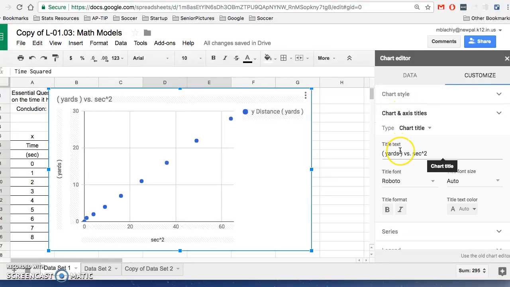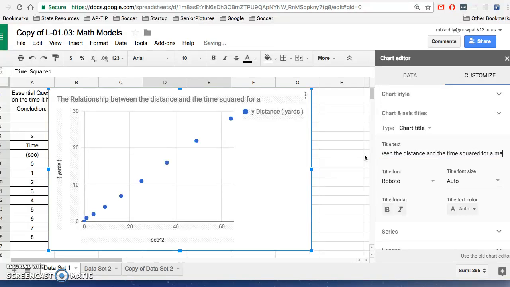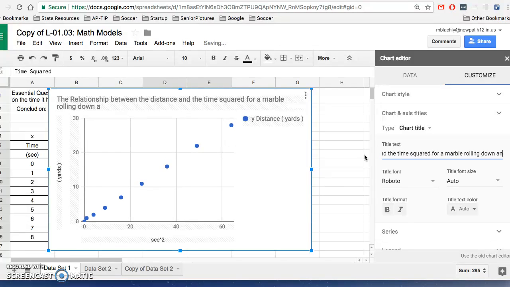Under my titles and subtitles, my chart title is always going to be the same. We're going to say the relationship between the distance, because that's on our y-axis, and on our x-axis we have time squared, for a marble rolling down an incline. So we have a nice descriptive title there.